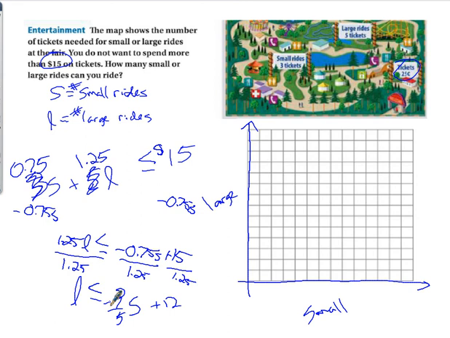Okay, so now we can graph this thing. We have a 14 by 14 grid here, so I don't think I need to change my scale any. I go up 12, that's right here, there's my y-intercept. So I can ride 12 large rides for $15. And then I have a slope of negative 3/5. I need to go down 3, 1, 2, 3, over 1, 2, 3, 4, 5. Down 1, 2, 3, over 1, 2, 3, 4, 5. I am going to wind up off my scale here. Down 3, 1, 2, 3, 4. So I'd be like right there.